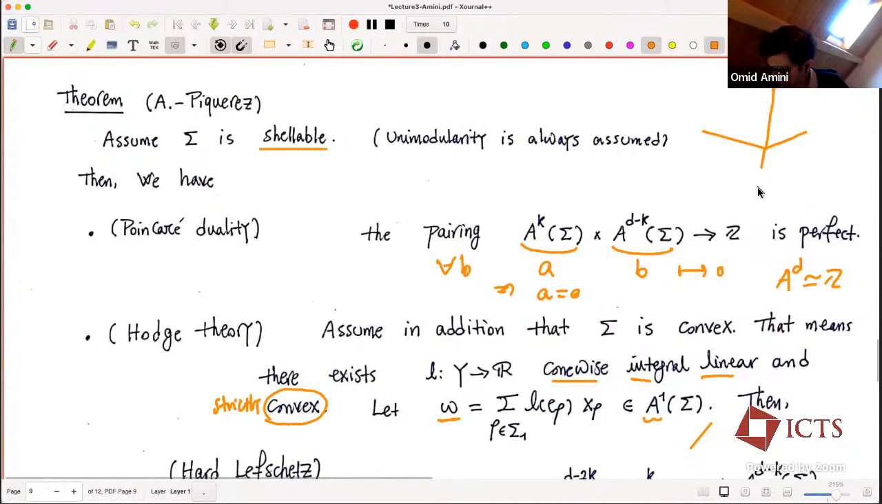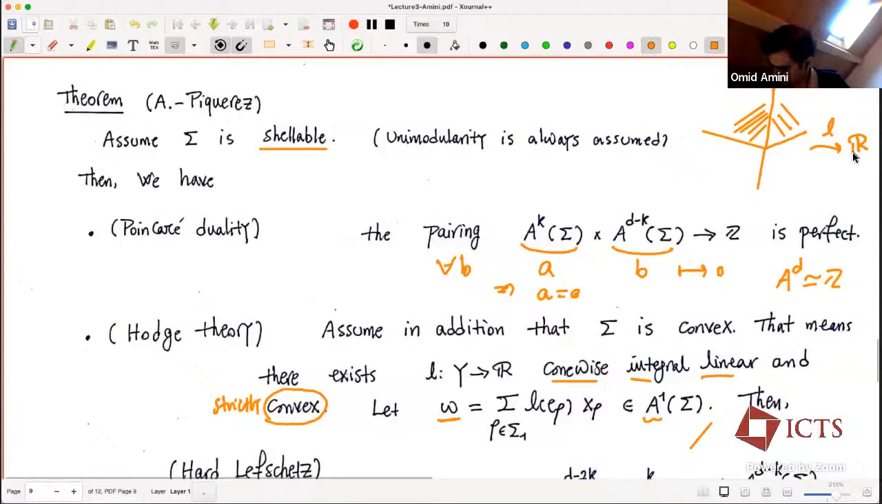It can be in any dimension. See here, I'm taking the two-dimensional fan. You have a function L, which is defined on the support of the fan. This is L, and it goes to R. It takes real values.